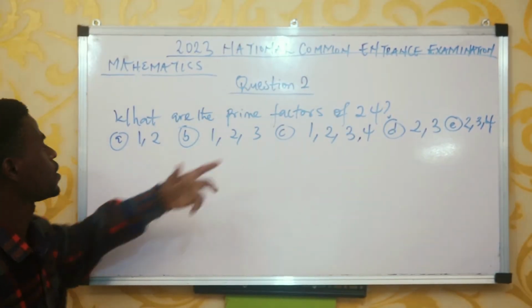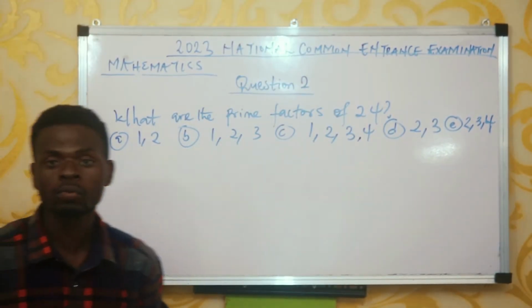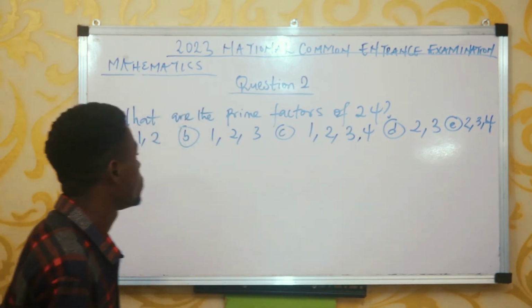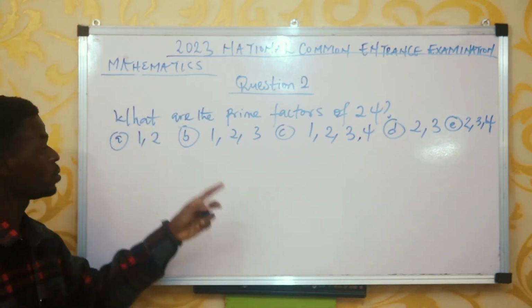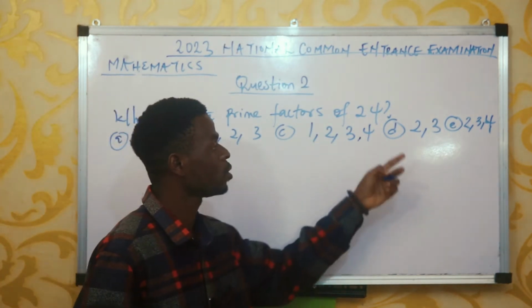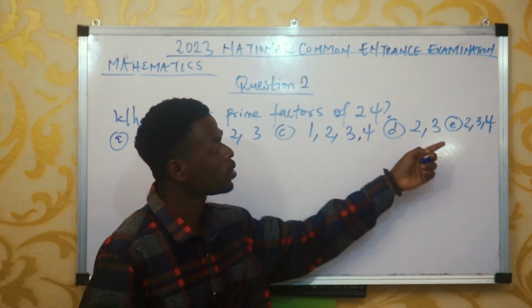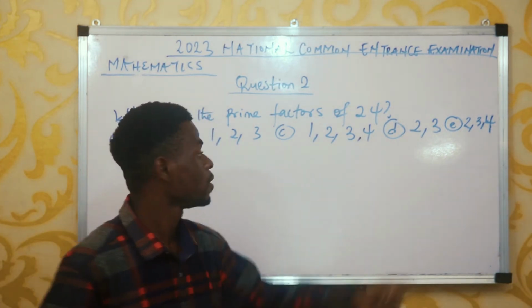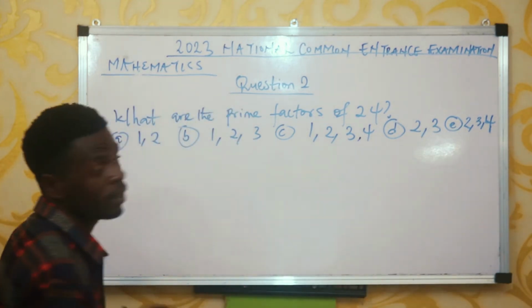Question 2 says that what are the prime factors of 24? So we have option A say 1 and 2, option B say 1, 2, 3, option C say 1, 2, 3 and 4, option D say 2 and 3, and option E say 2, 3, 4. Okay, let's find our prime factor.